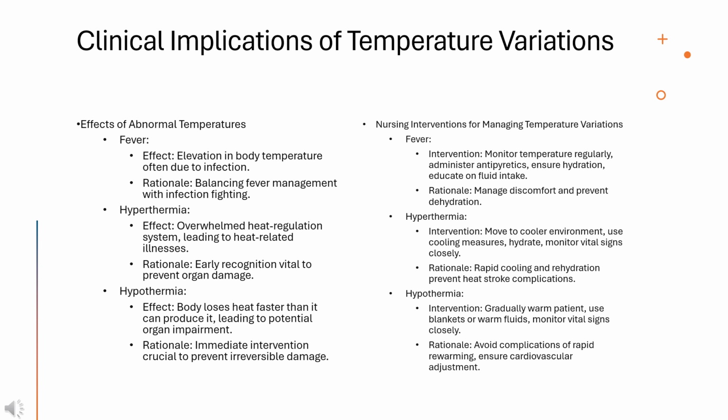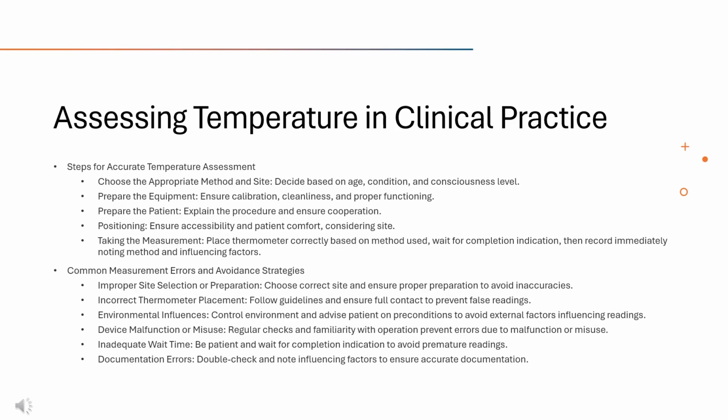For hypothermia, warm the patient gradually using blankets, warm heating pads that are gently set, or warm air blankets if available. Avoid rapid rewarming to prevent complications. Close monitoring of vital signs and cardiac status is important because rewarming can trigger cardiac arrhythmias. Accurate temperature assessment is a fundamental nursing skill that goes beyond just knowing where and how to measure temperature. It also includes an awareness of potential errors and how to prevent them.